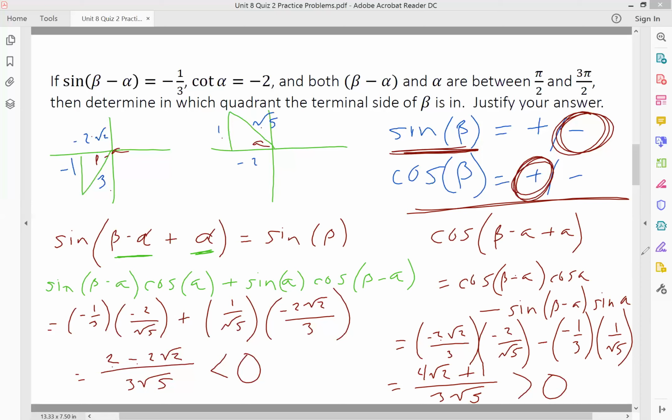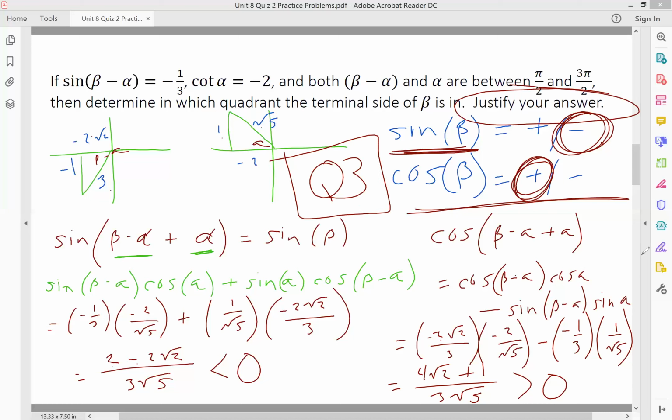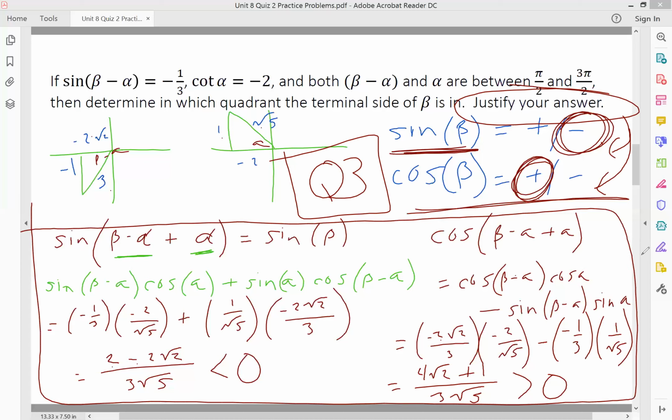All right, so whatever quadrant sine is negative and cosine is positive, which is quadrant 3, is our answer. And you want to justify your answer, and you would write out, because sine is negative and cosine is positive in quadrant 3, but this is really the work that I need to see to justify your answer.